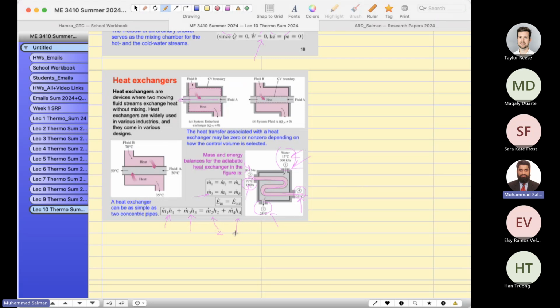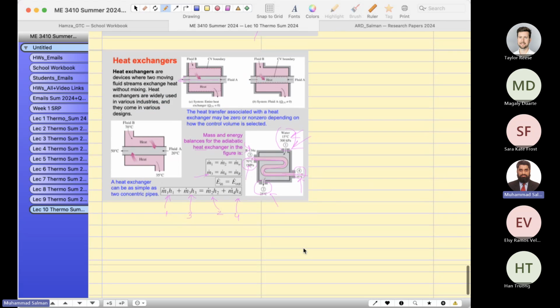You see my point, guys? So this is how you balance the energies, or rate of energy. Have you understood? This is important, guys. Heat exchanger is an important topic, so you should have a clear concept about how to write down the first law for heat exchangers. If you understood this equation, please type in yes. If not, let me help you if you have any concern. I'll try to explain it to you.